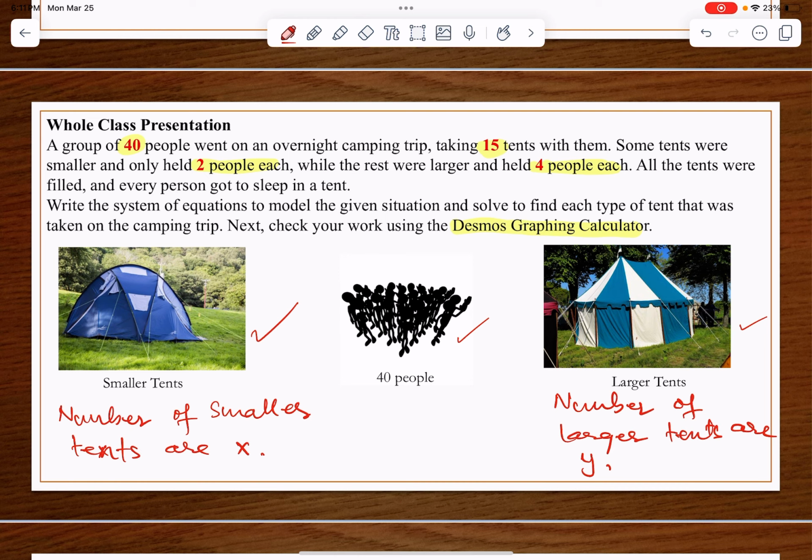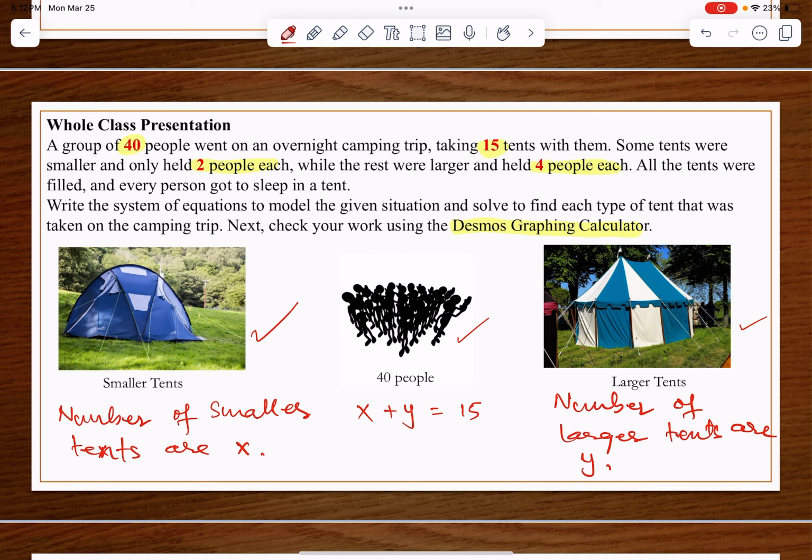Now we know that there are two types of tents and the total is 15. So we can just add x plus y and get the first equation, that is 15. Our total number of tents is 15. The number of smaller tents is x, the number of larger tents is y. So when we add them together, we get 15.